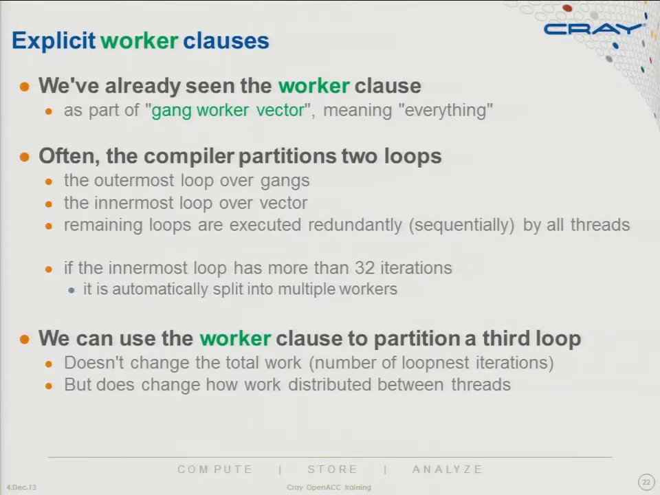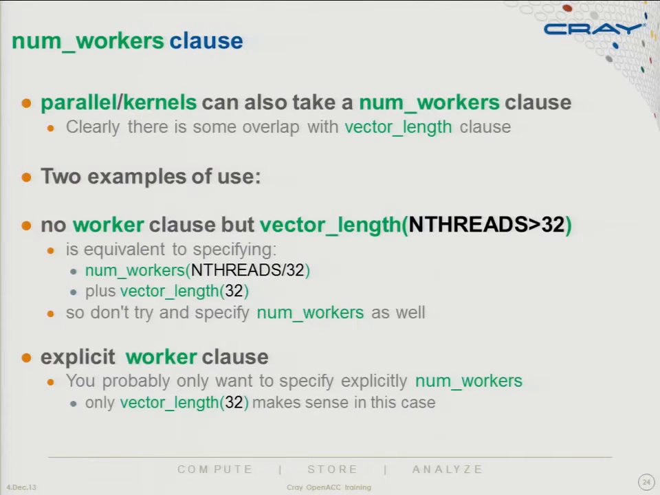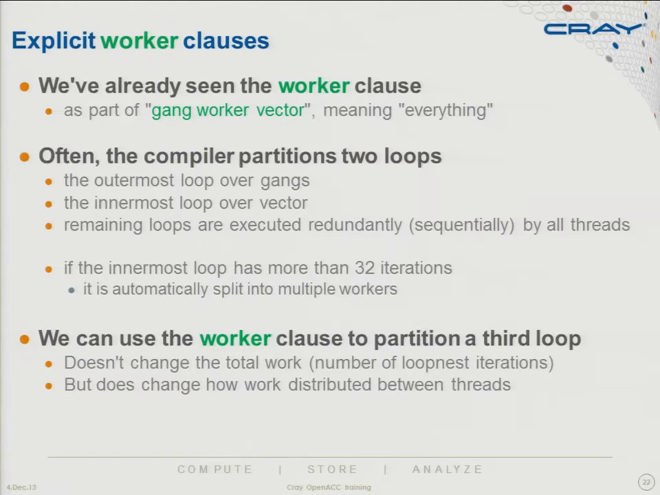Sometimes collapse isn't the best thing to do, or you can't do it because the loops are not perfectly nested. Then using the worker clause explicitly can help. So that's where you would say loop gang above the outer K loop, loop worker above the J loop, loop vector above the I loop. And that changes the scheduling. It doesn't change the total amount of work. It does change how the work is distributed between the threads.